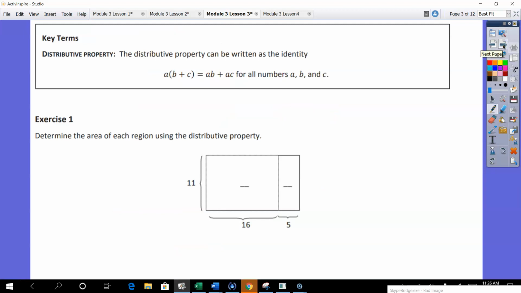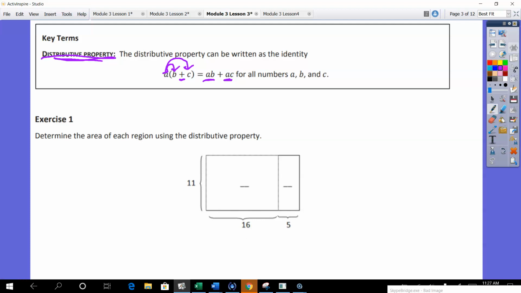Okay, so the key term for this lesson is the distributive property. I mentioned that word last lesson, and I know you've done the distributive property before. So our distributive property can be represented this way. So these are just letters representing numbers. So A times B, which is what we have here, plus A times C, which is what we have here. And it can be used with any number.